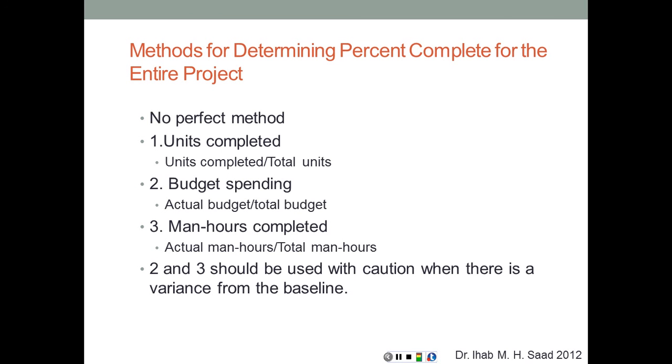So number 2 and 3 should be used with caution when there's a variance from the baseline because of change orders or variation orders, change of scope, and so on. We have to take that into consideration as well.